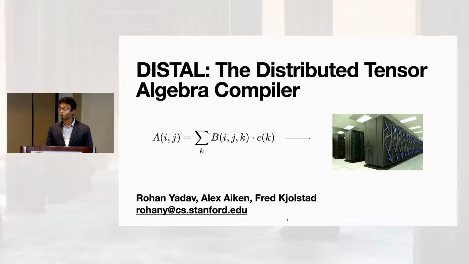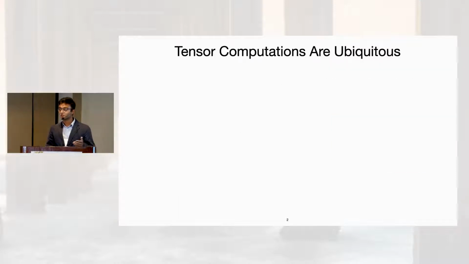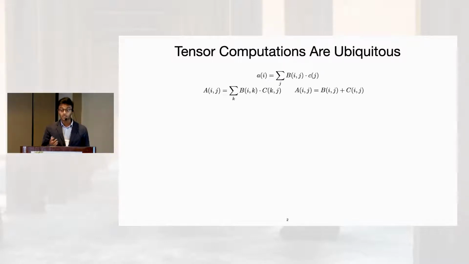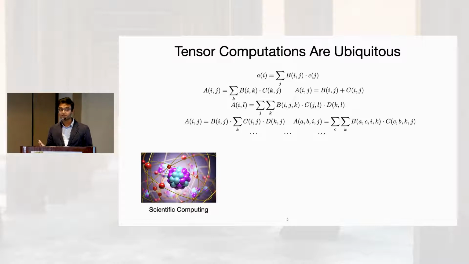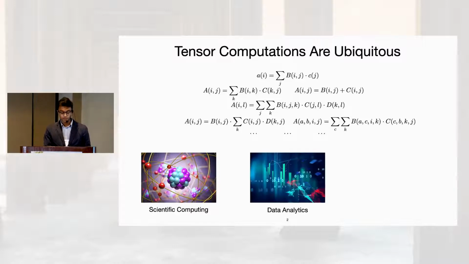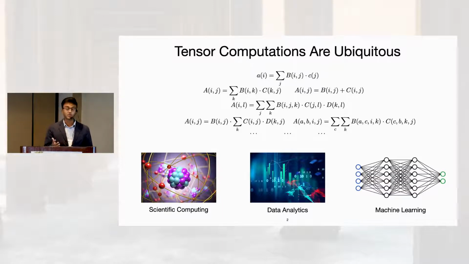And so I'll be talking about our work on DISTAL, the Distributed Tensor Algebra Compiler. So tensor computations are ubiquitous today in modern computing applications, ranging from simple things like matrix vector multiplies, matrix-matrix multiplications and additions, onto much larger and more complicated expressions, such as those that contract multiple operands or operate on higher order data. And these tensor computations arise in applications like scientific computing, such as quantum chemistry and physics, the tensor factorizations that arise in data analytics, and of course the various computations that arise in machine learning, particularly neural networks.